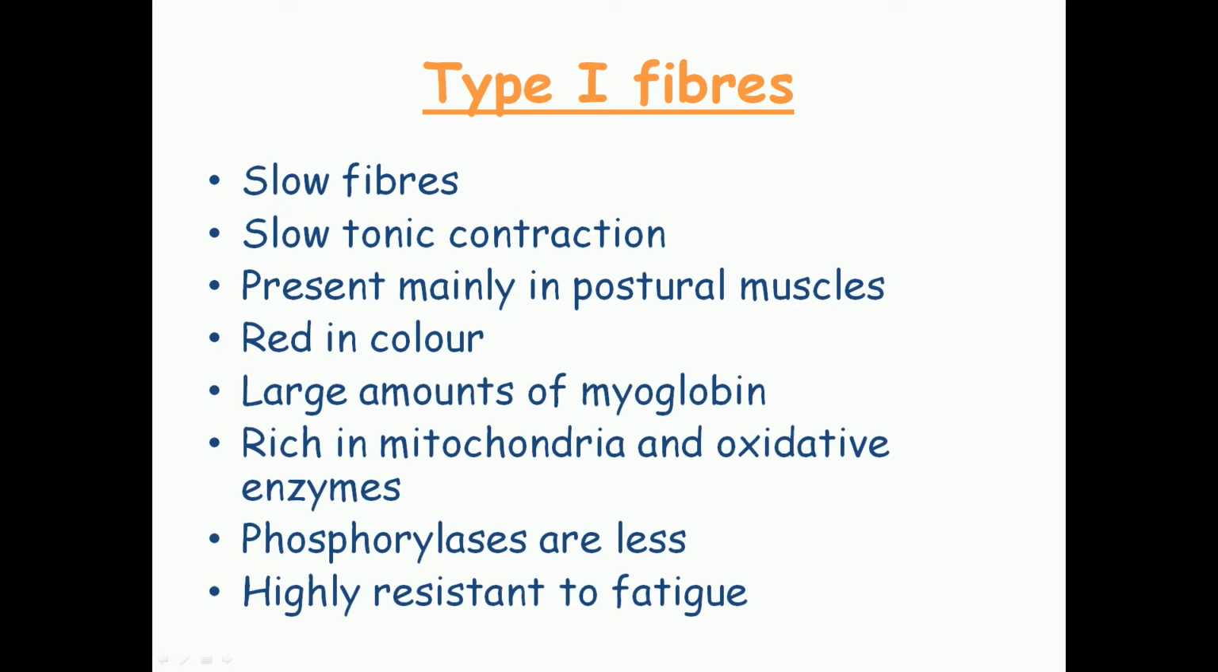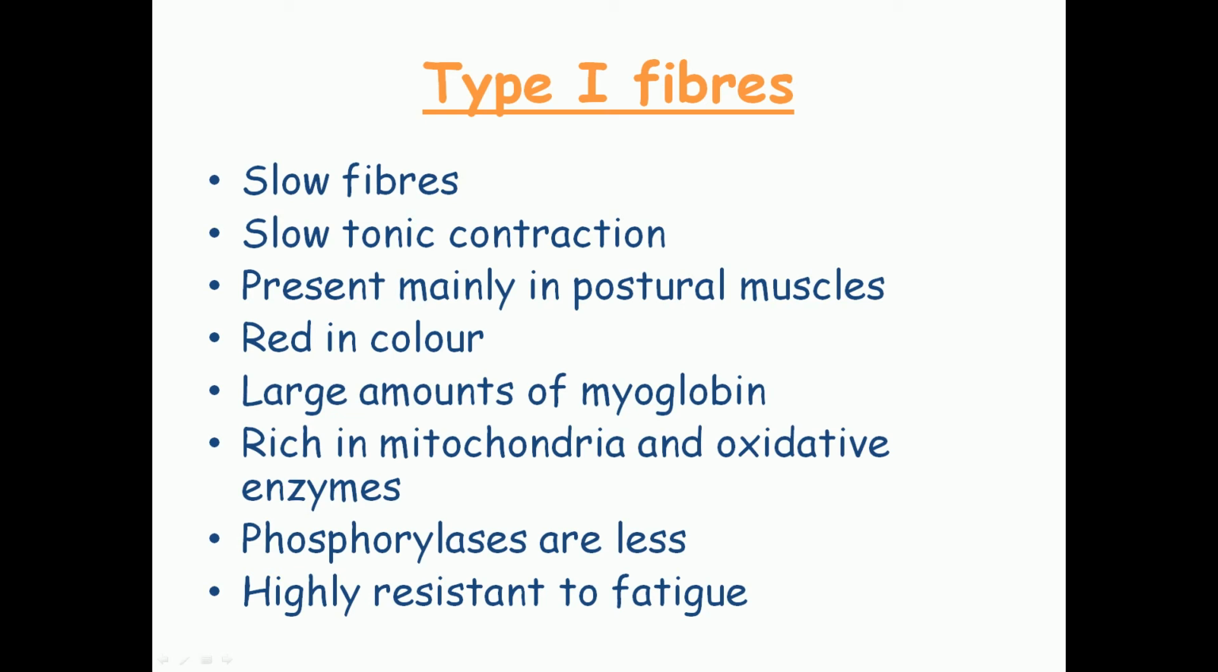First, let's see about type 1 fibers. The type 1 fibers are slow fibers. They're called so because they cause slow tonic contraction. They have the property to undergo slow tonic contraction. So they are present mainly in postural muscles. They're involved in maintaining the posture.